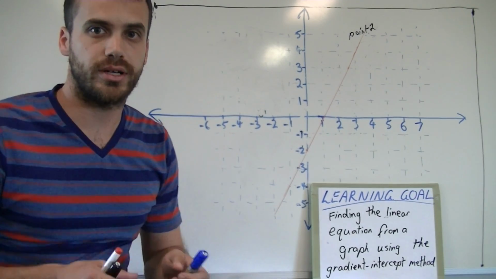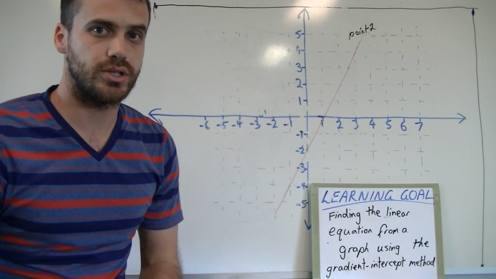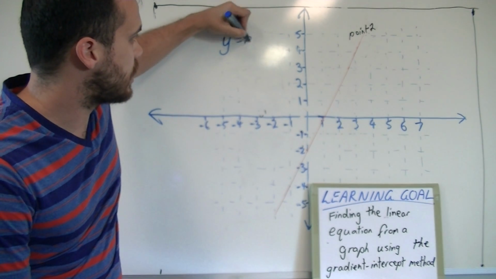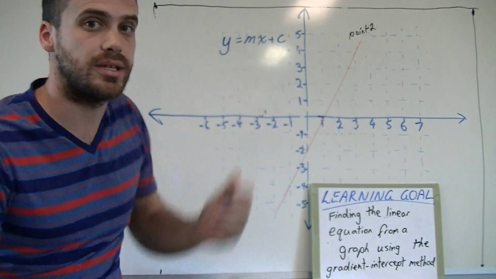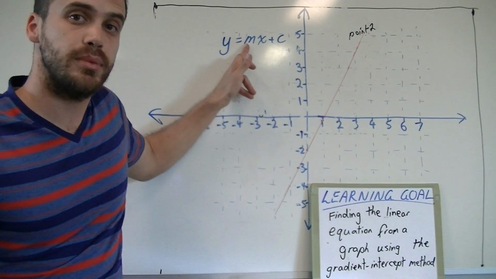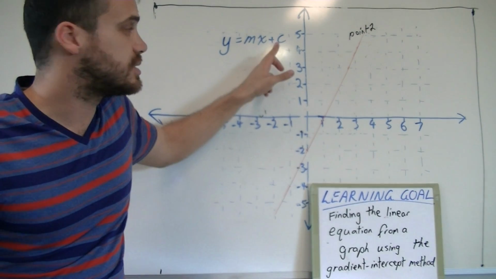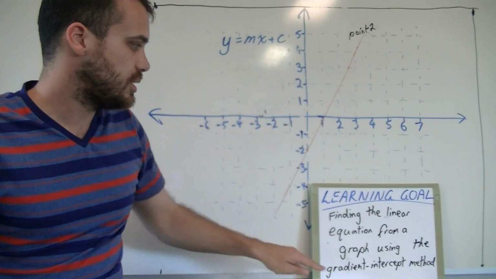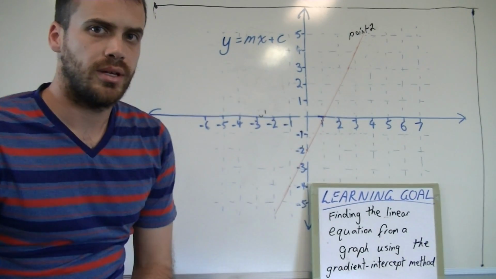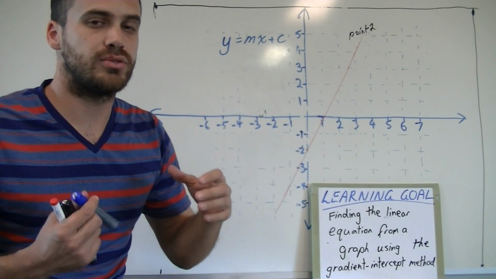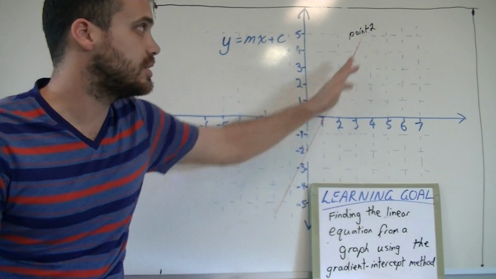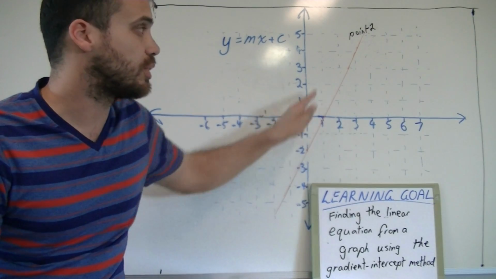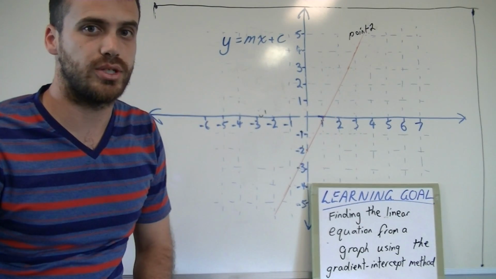Now, you'll know from prior study that a linear equation always or can take the form y equals mx plus c. And you'll also know that m represents the gradient and c represents the y-intercept. Now we're using today the gradient intercept method. Now the gradient intercept method is really just about finding out what the y-intercept is of this line and putting it into that equation, and finding out what the gradient is of that line and putting it into that equation.